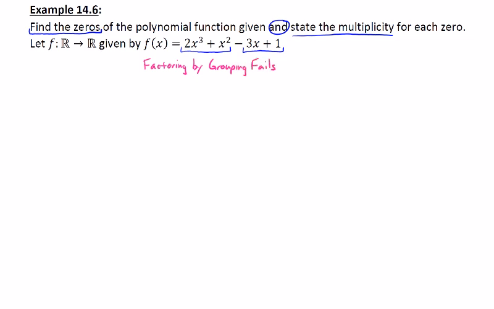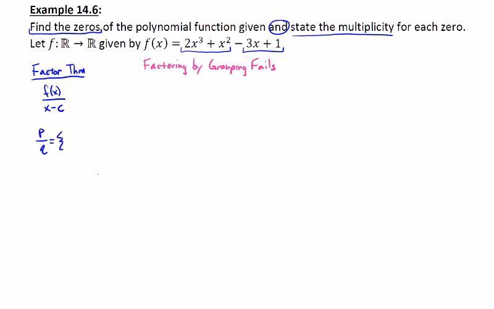So since factoring by grouping fails, I want us to attempt the factor theorem, because we have to have a factoring of our polynomial in order to find the zeros. So the factor theorem states that we are going to want f of x divided by x minus c in conjunction with the remainder theorem, and we are looking specifically for a remainder of 0. So I need a list of potential values for the divisor. That's going to come from our p over q list.